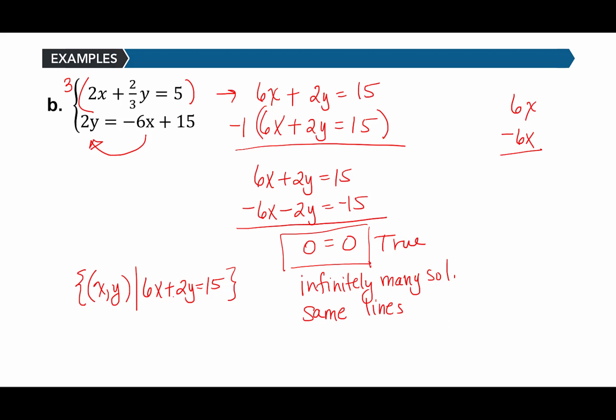So remember that the parallel lines were indicated by the fact that we got both the variables eliminated and a false statement. But if both variables are eliminated and we have a true statement, then that is the case of the same line. So be sure you know how to do both the substitution and the elimination method to solve systems.